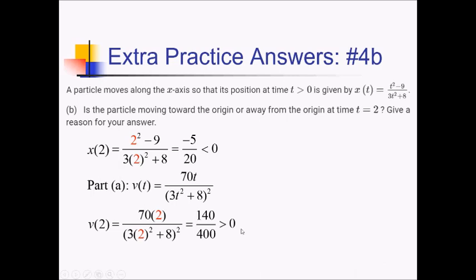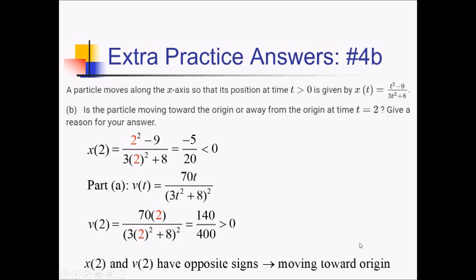So we see here that our location is to the left of the origin, and we're moving to the right. That means logically we're moving toward the origin. Or if I want to be a little more rigorous about it, x of 2 and v of 2 have opposite signs. Therefore, we are moving toward the origin.